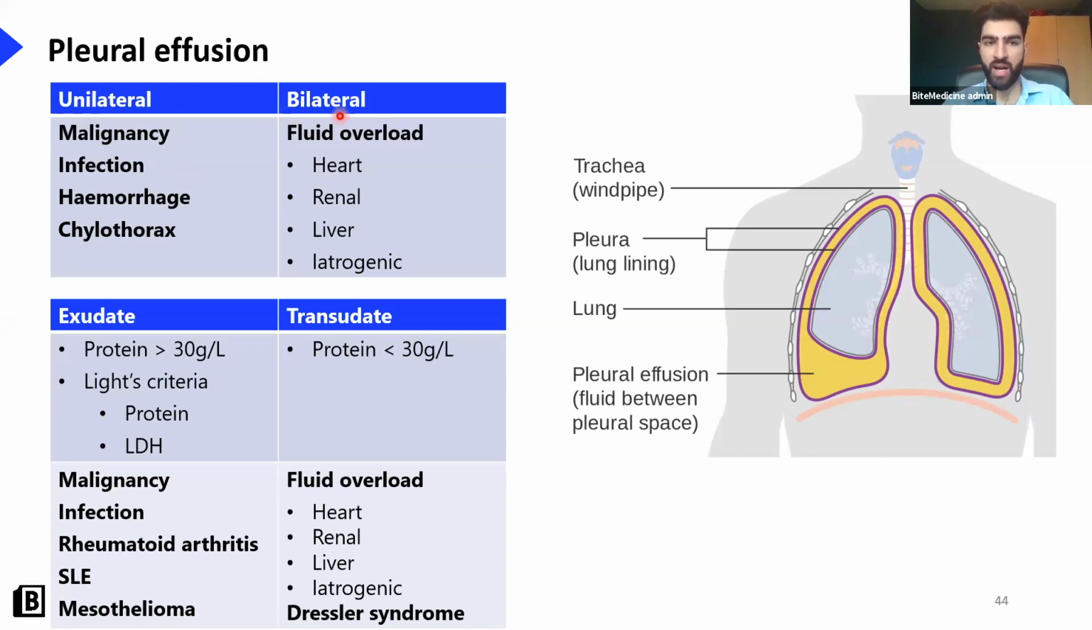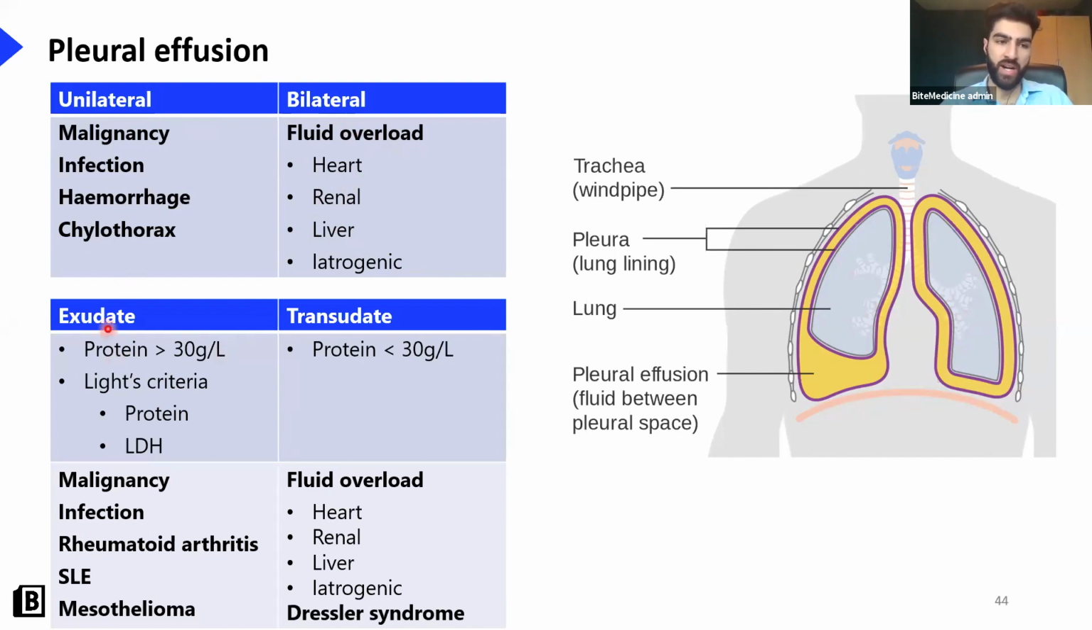If it's on both sides, then you're thinking of fluid overload. So do they have heart failure, renal failure, liver failure? Have you given them too much fluids? You know, have you, through a cannula, given them too much fluids and that's caused them to be fluid overloaded? So think of these things.